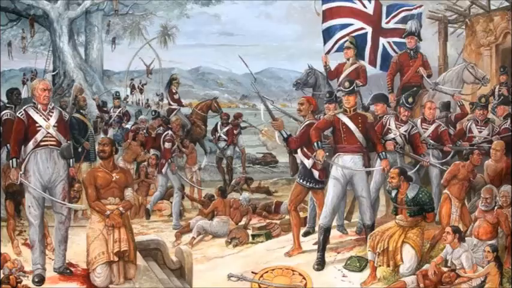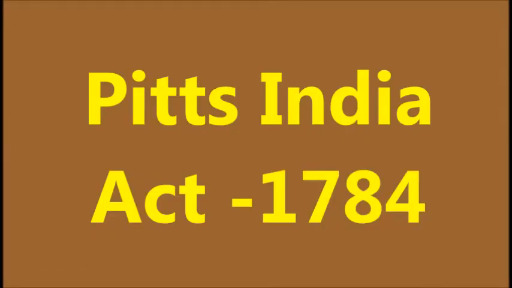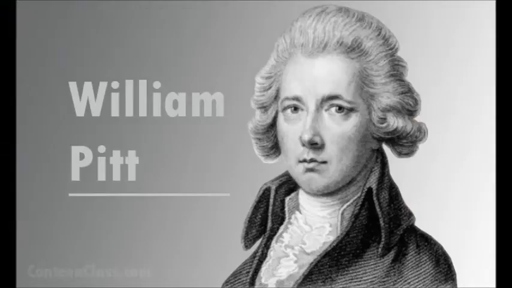Now the second one is Pitt's India Act 1784. There were many inconsistencies in the Regulating Act of 1773. In order to rectify them and also to clearly outline the powers of the East India Company and the British government, Pitt's India Act was implemented. The government of England restricted the powers of the East India Company.